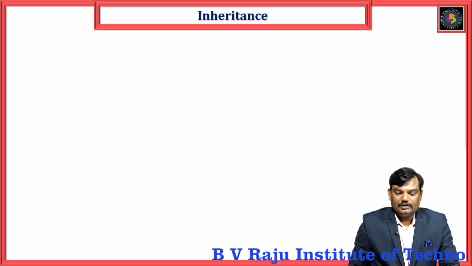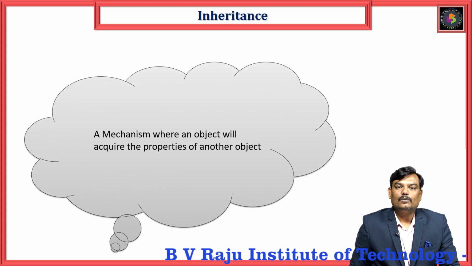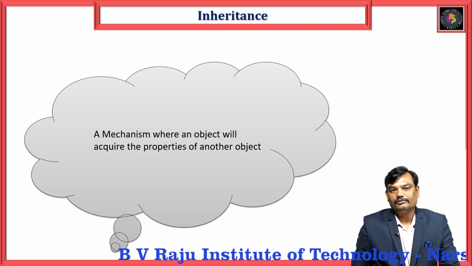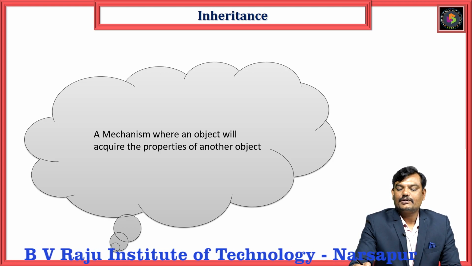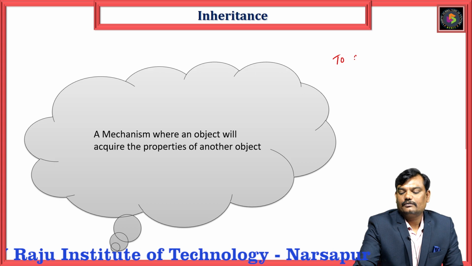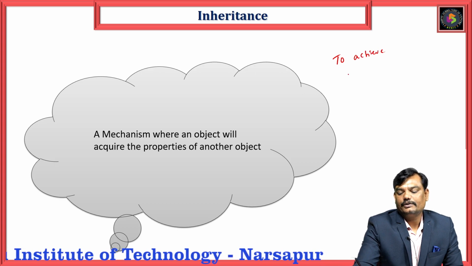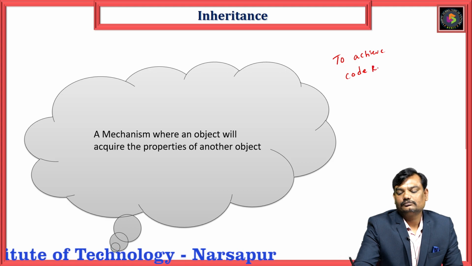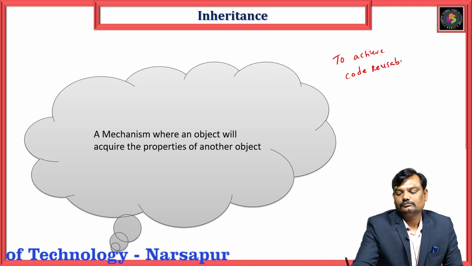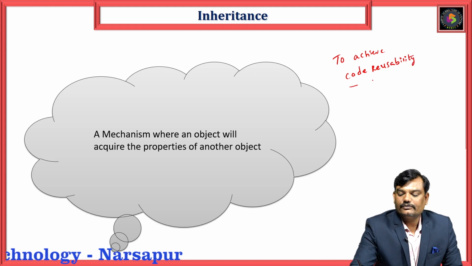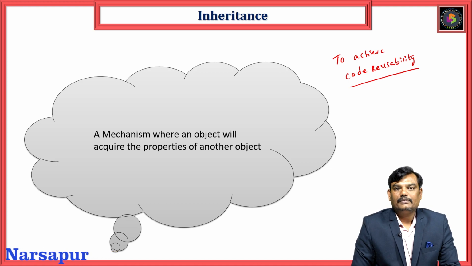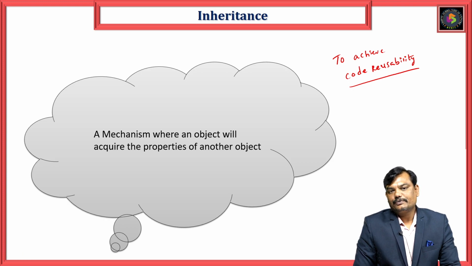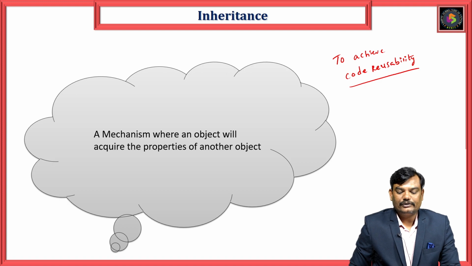Next, inheritance. Inheritance is a mechanism where an object will acquire the properties of another object. The main aim of this concept is to achieve code reusability. So what is the meaning of code reusability? Once we define any logic, the same logic can be used any number of times whenever we require. That code reusability can be achieved with the concept of inheritance.